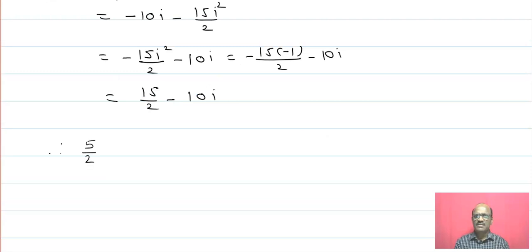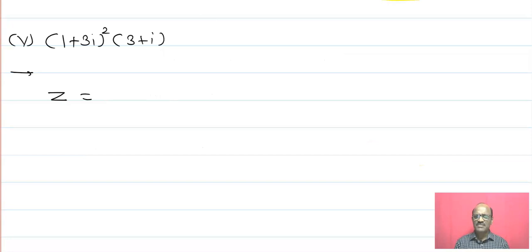Therefore, 5 by 2i in bracket minus 4 minus 3i, bracket complete, is equal to 15 upon 2 minus 10i. Now again, sometimes there will be a different answer, but I have done it with my other reference. You may agree or may not agree.